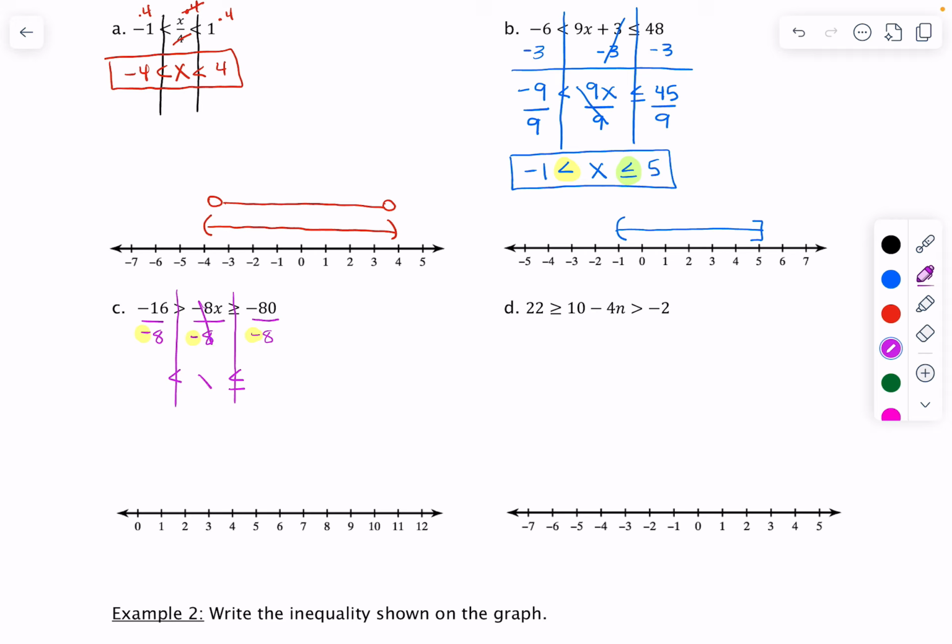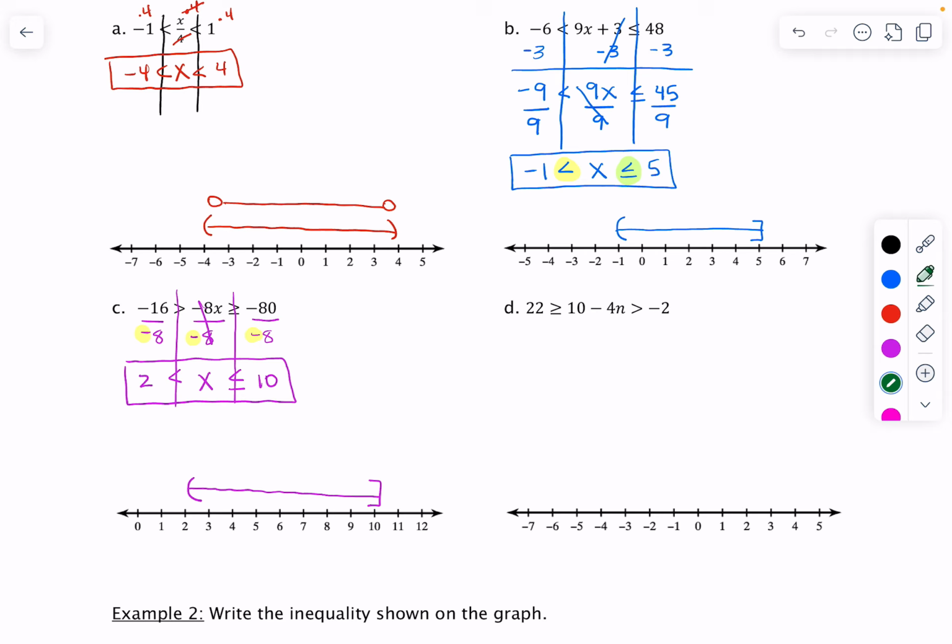The 8's cancel, left with x in the middle, a 2 on the left, and a +10 on the right. So x is between 2 and -10. Make a parenthesis on the 2, make a bracket on the 10, and connect the two together.